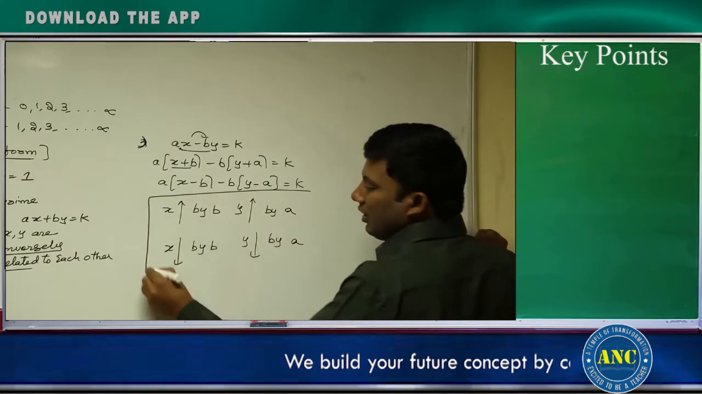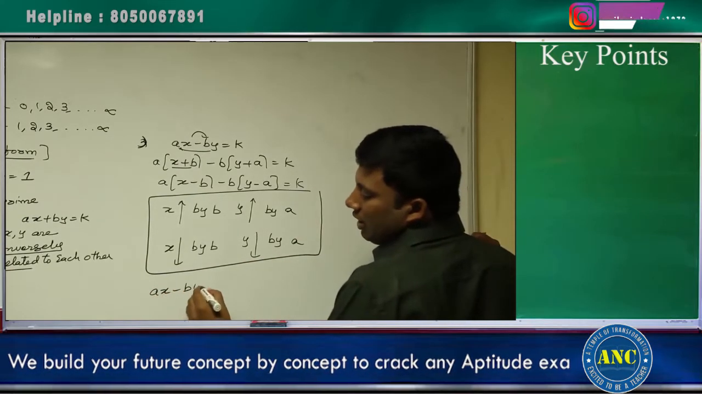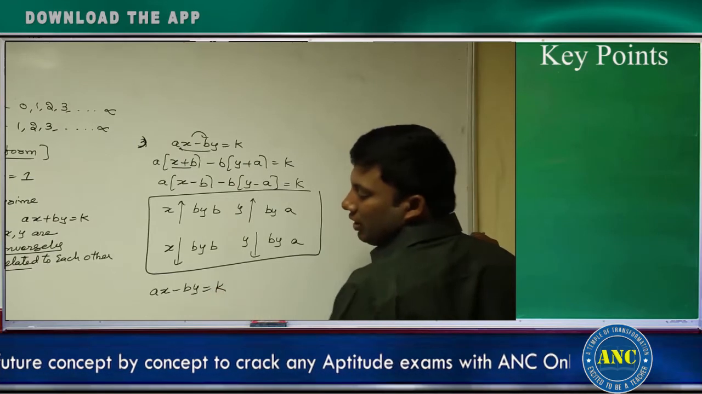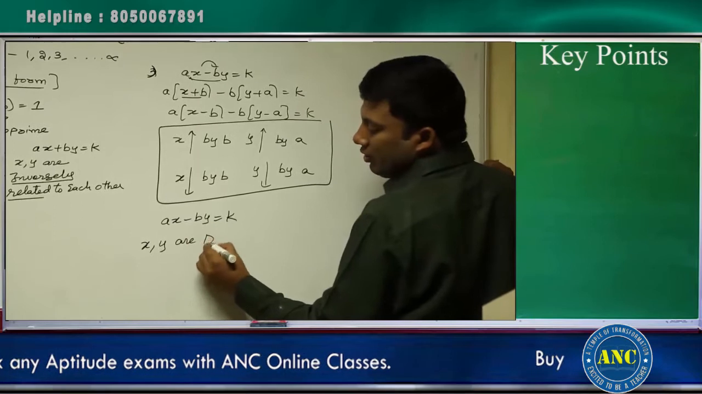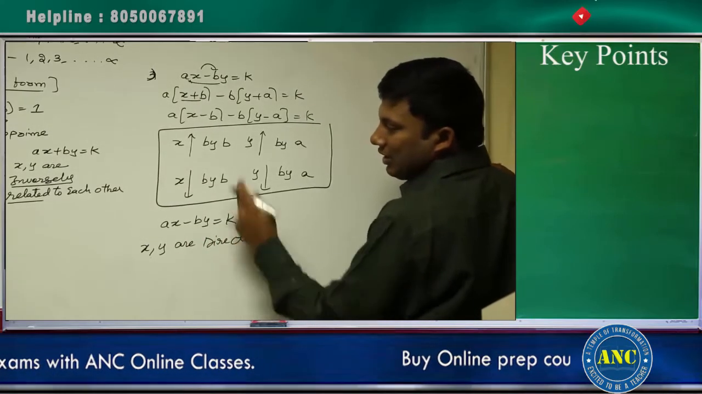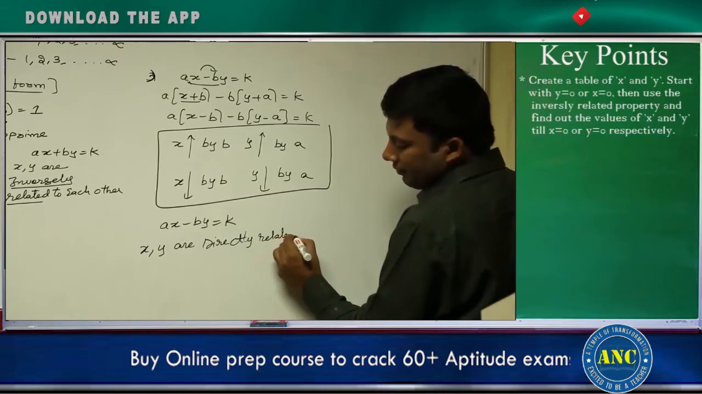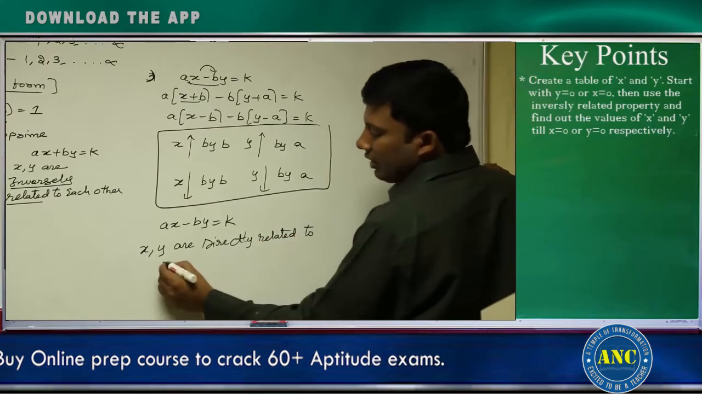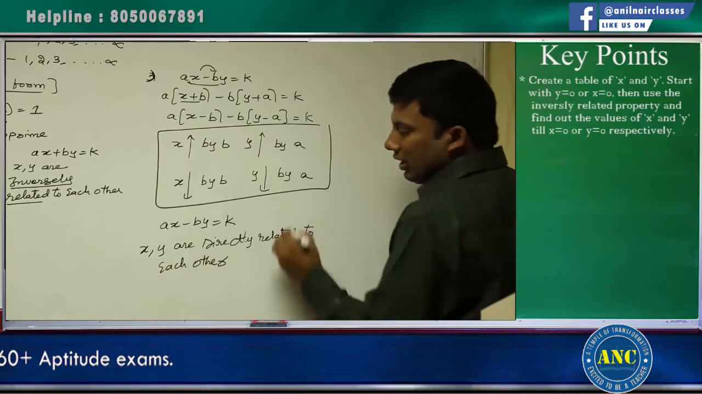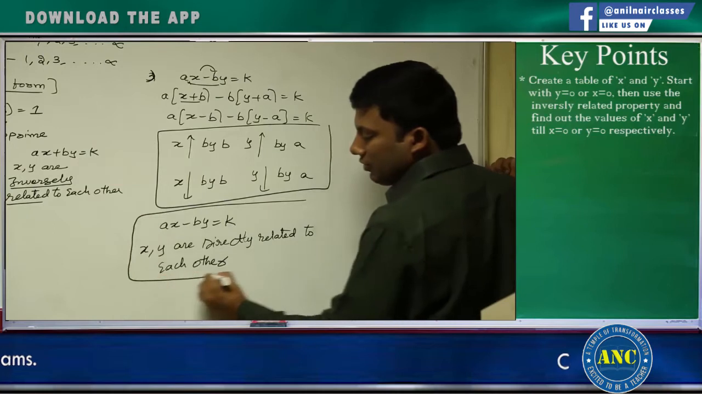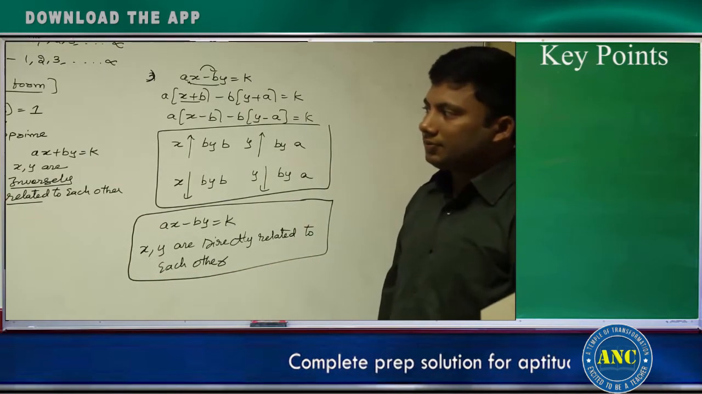This is a very, very important observation. If the equation is of the form ax minus by equivalent to k, x comma y are directly related to each other. Am I right? If x is increasing, y is also increasing. There is another observation. All this we are going to use to solve problems.